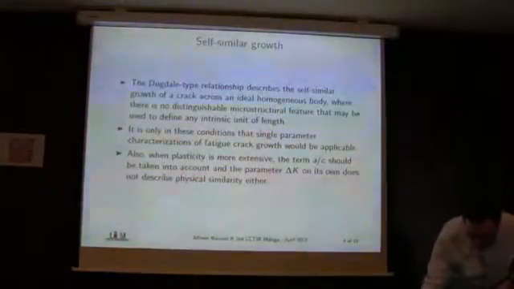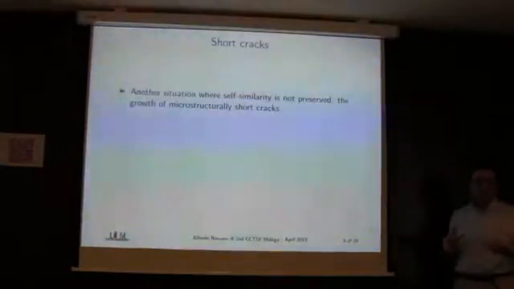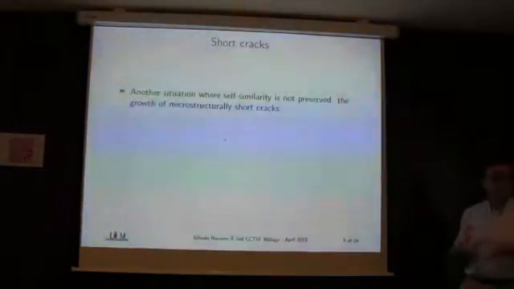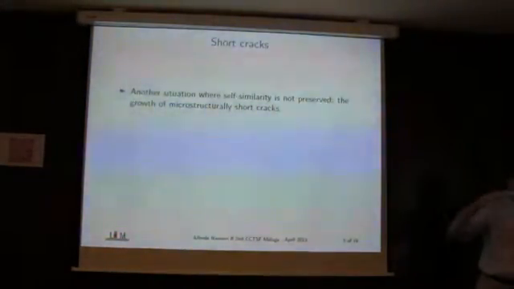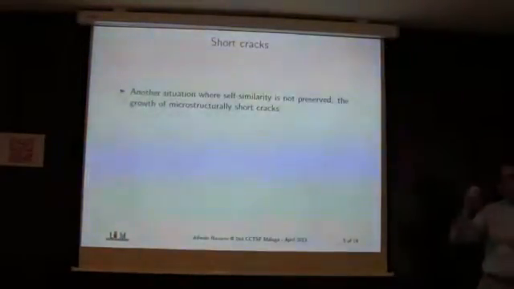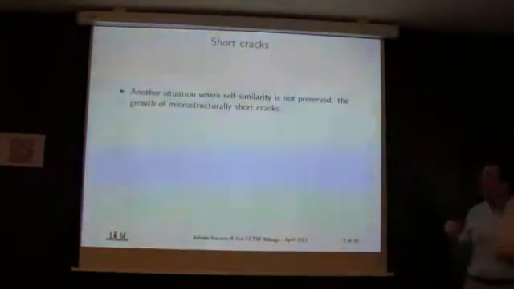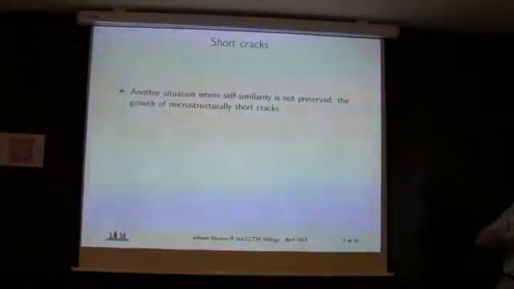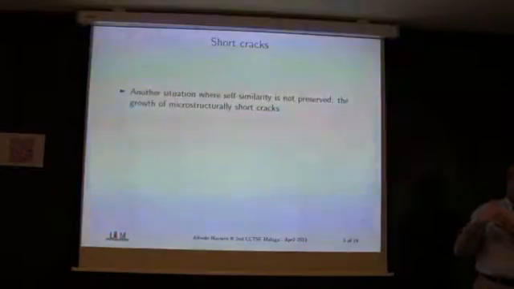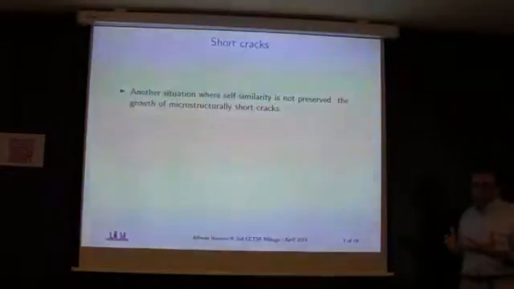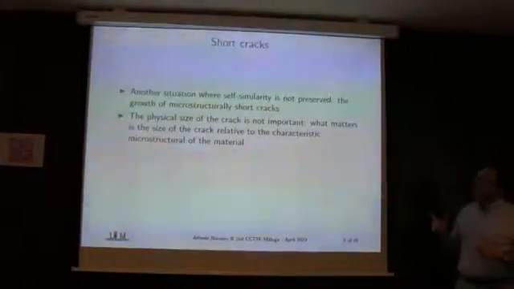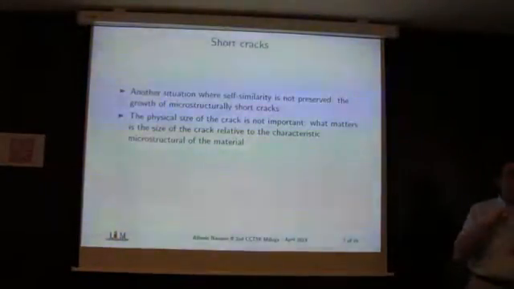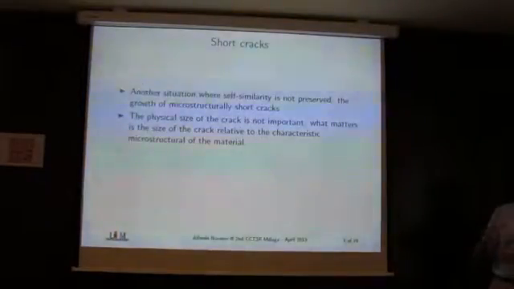Now, another situation where self-similarity is not preserved is the growth of short cracks, right? In there, most people know that the crack is growing and the plastic zone is stopped by some kind of barrier. I like to think that the grain boundary pattern provides the most important barriers. And then you observe that the interface of the plastic zone is stopped while the crack is growing. So obviously this coefficient is not constant, and then you have no self-similarity, right? In this problem, what is important is not the physical size of the crack. It's really the relationship between the crack length and the microstructure.